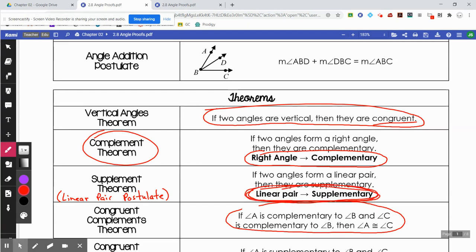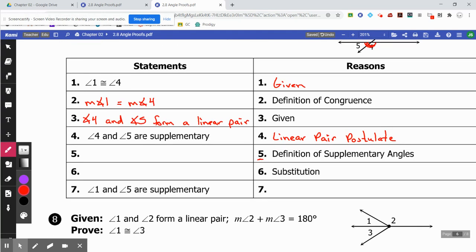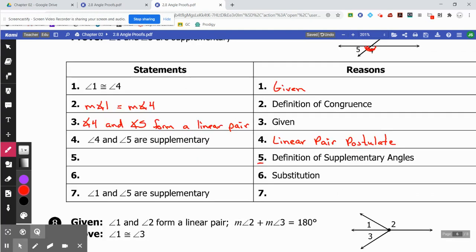That is your linear pair postulate. Okay, next up, notice the reasoning is the definition of supplementary angles. The definition of supplementary angles says if 2 angles are supplementary, they add up to 180. So therefore, since angle 4 and angle 5 are supplementary, that means the measure of angle 4 plus the measure of angle 5 would have to equal 180 degrees.